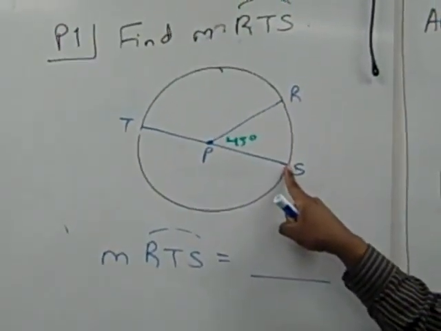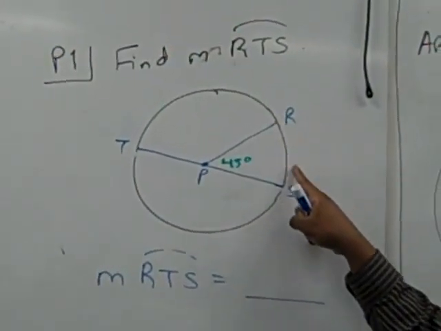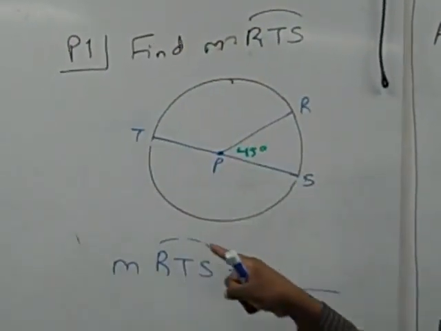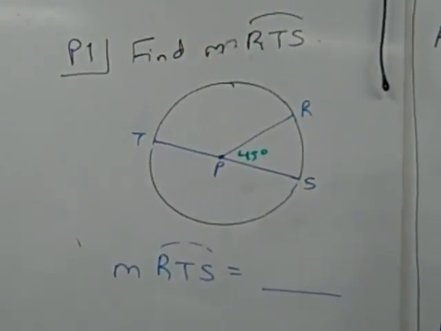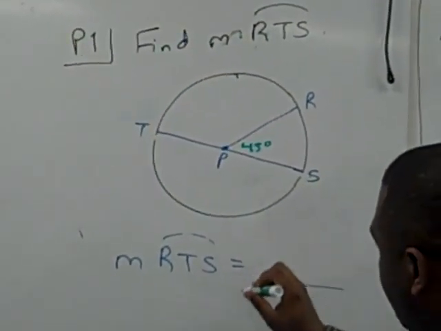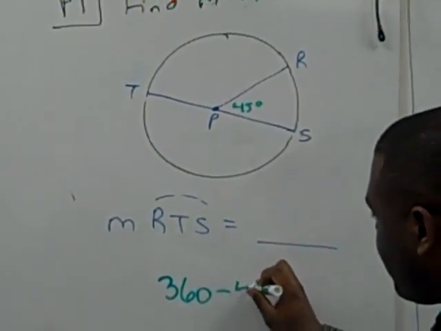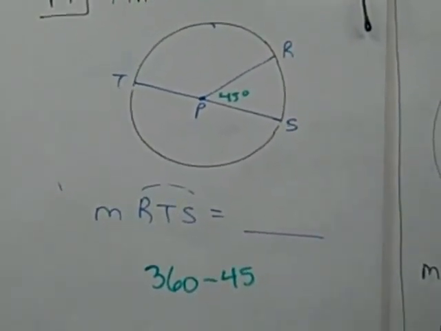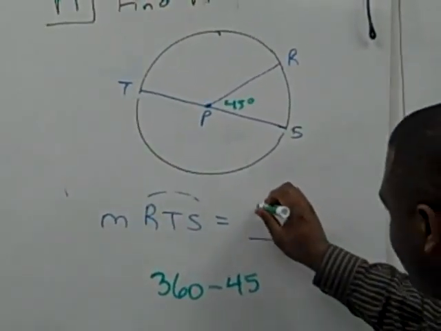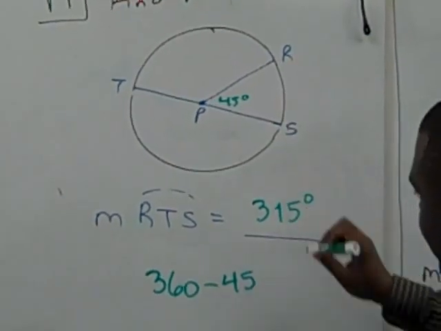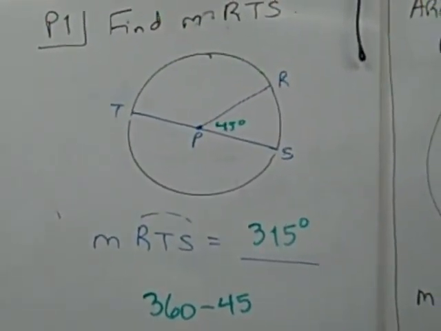So again, it's just like what we did on our example problem, where we knew what this part was, and we just need to find what the rest of it is. To find the rest of it, all we have to do is take 360 and subtract 45 degrees. What's 360 minus 45? That's right, 315 degrees. So the measurement of that arc is 315 degrees.